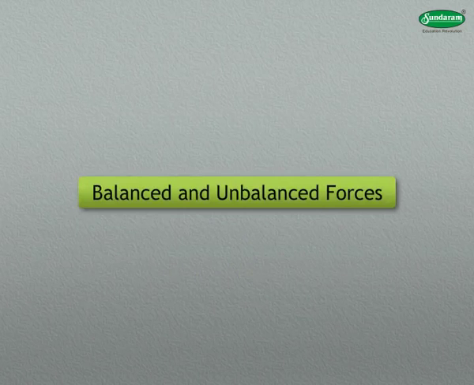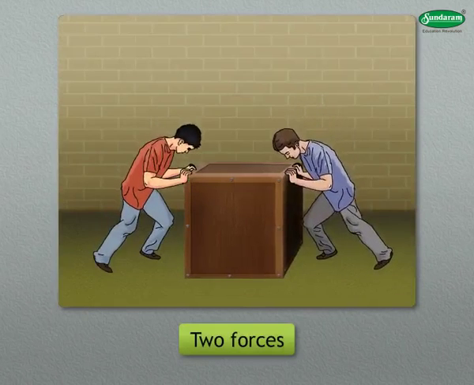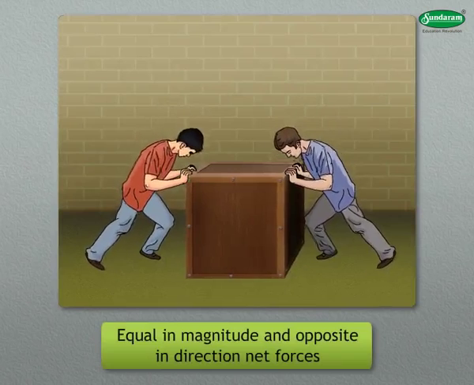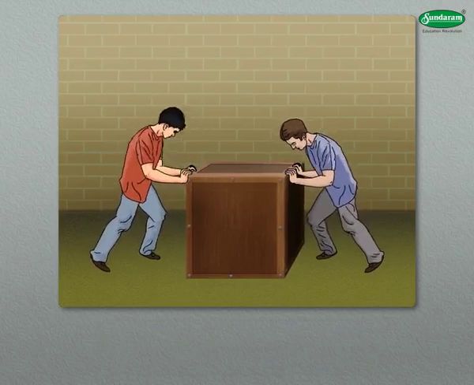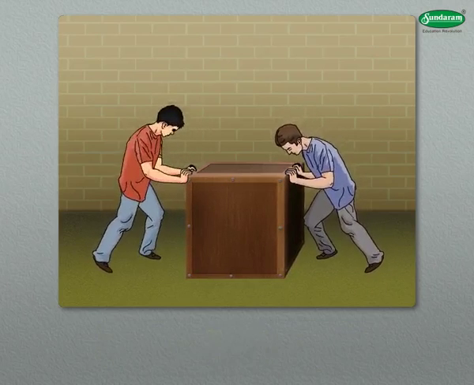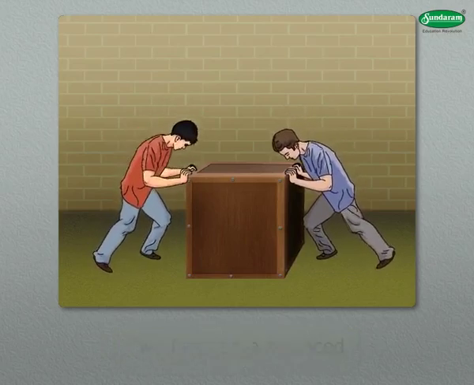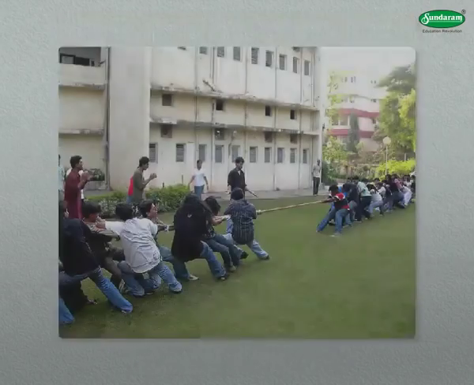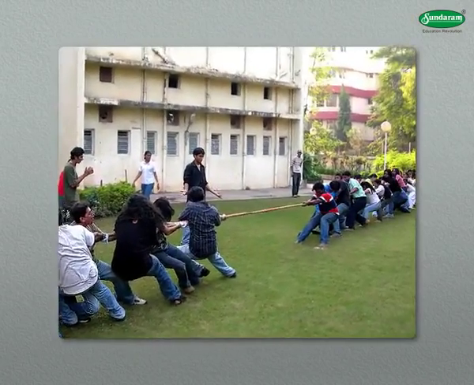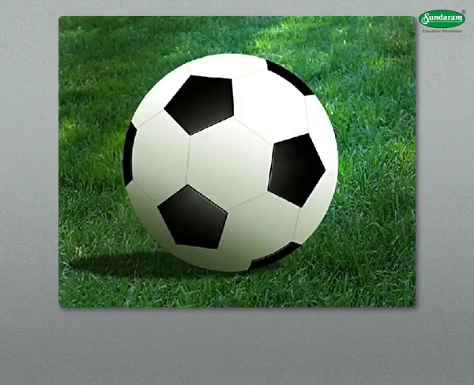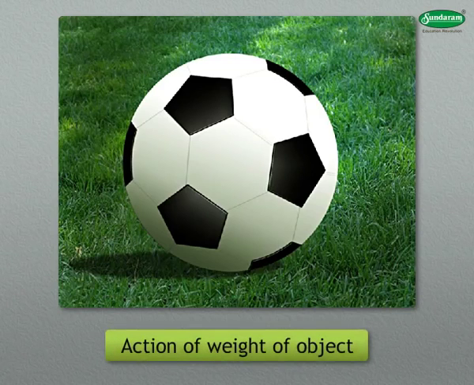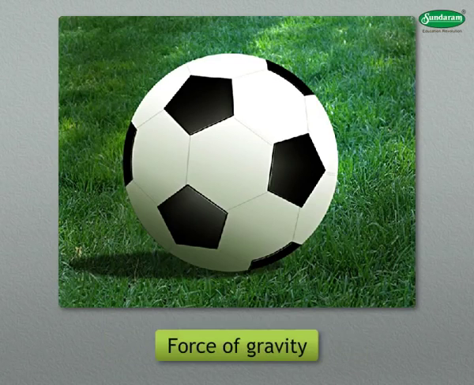Balanced and unbalanced forces. When two forces acting on a body are equal in magnitude and opposite in direction, we get the net force acting on a body equal to 0. The two forces are balanced, so the body remains at rest. In the game of tug of war, when forces acting on both sides are equal, they are balanced. Similarly, when an object is kept on the ground, it remains at rest under the action of the weight of the object and the force of gravity acting on it.